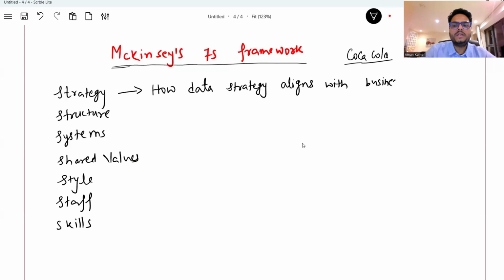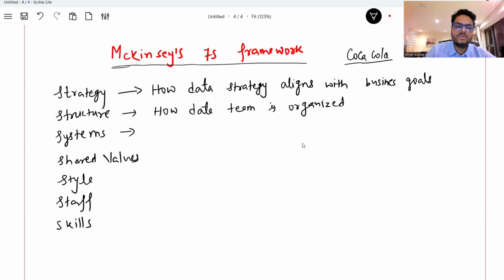Suppose Coca-Cola says my customers are leaving, but they don't have any data of customers. Is it possible to do something? No, right? So that is how data strategy aligns with business goals. Second is structure. If you want to work on some problem, what is the structure of your team? That is important. Is there a team taking care of data collection, data fetching, data providing, data cleaning? So how the data team is organized. Systems. If you don't have the right infra, how are you going to make sense of any data? So tools and infra for data allocation.